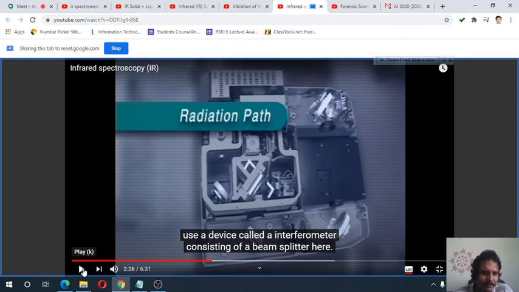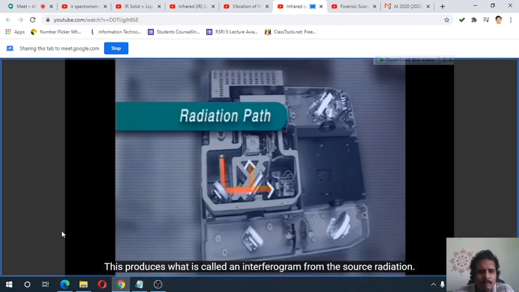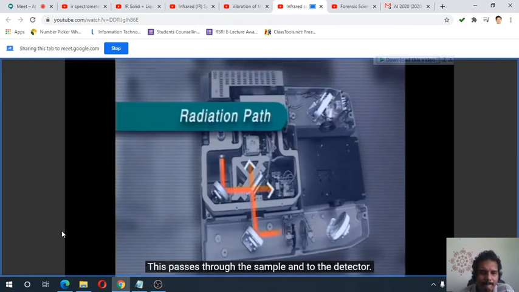Of a beam splitter here, and a pair of mirrors at right angles to one another. This produces what is called an interferogram from the source radiation. The interferogram holds information about the intensity of all infrared radiation at all frequencies simultaneously. This passes through the sample and to the detector.